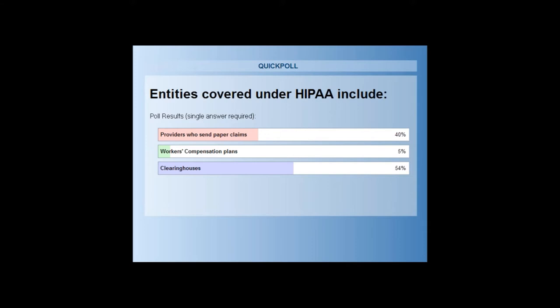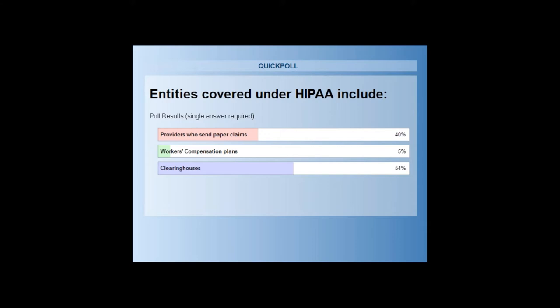All right, so as we can see here, 54% said clearinghouses and 40% said paper claims. Yes, the right answer is clearinghouses. Providers that send paper claims are not covered entities. And as you know, generally electronic claims are required. But for instance, if you are a physical therapist with your own little physical therapy shop, and you do all of your own billing, or you are a clinical social worker and you do your own billing, and all of your claims are paper claims, that's all you do, then you are exempt from the transaction standards of HIPAA because you are not a covered entity.